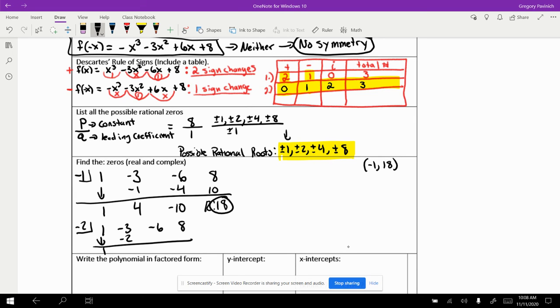-2 times 1 is -2. Add those together, get -5. You know what, I just realized that I did something wrong up here, and y'all probably realized that. Let me backtrack. Mr. Pavlich did not add correctly. So I got a -4 here. This changed to a +4. And so this got me a -2.